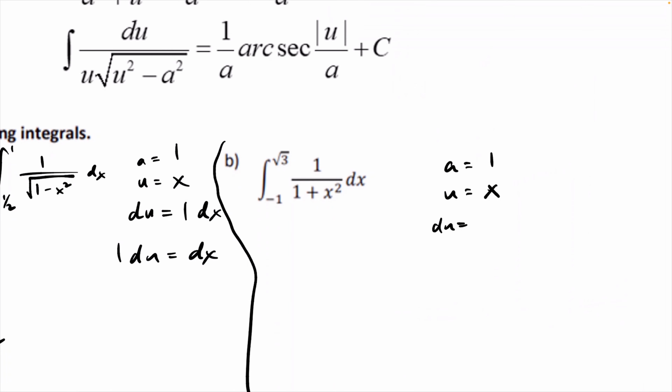So du would be 1 dx. So it would be 1 du equals dx. So in other words, they're the same. Du is equal to dx. They're both exactly the same.